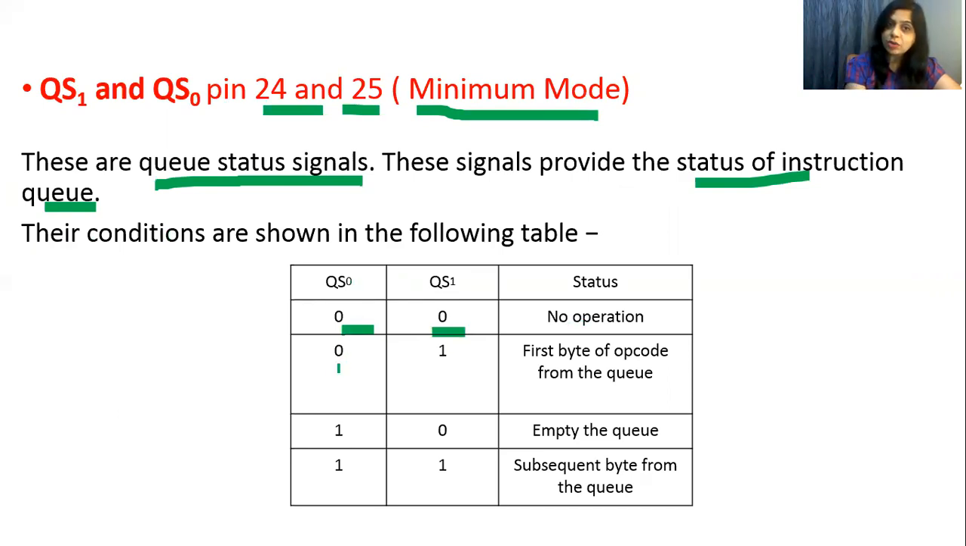If QS0 is 1 and QS1 is at logic 0, it indicates that the first byte of the opcode is to be fetched from the queue. If QS1 is 1 and QS0 is 0, it indicates that the queue is empty, and if both are 1, it indicates that a subsequent byte is to be fetched from the queue. So these are the queue status pins.